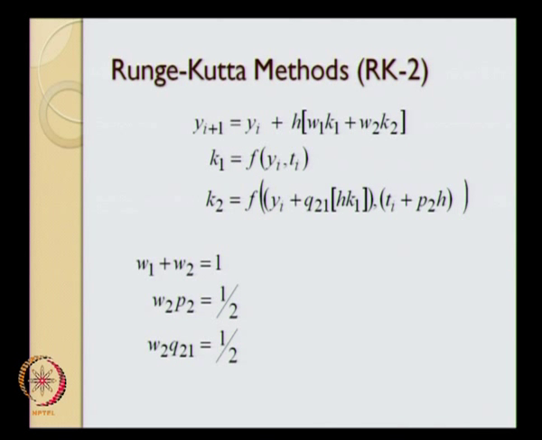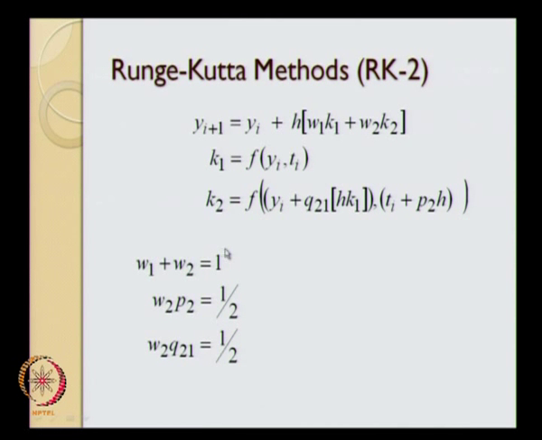Now let us give an overview of RK2 methods. We are going to use the RK2 method as a weighted average of slopes computed at 2 points between Ti and Ti plus 1, where K1 is the slope computed at Ti and K2 is a slope computed somewhere between Ti and Ti plus 1. Okay.